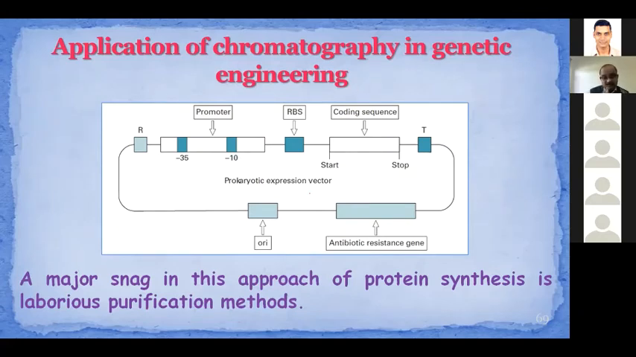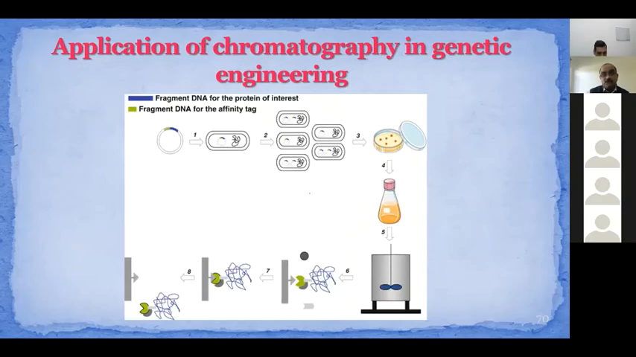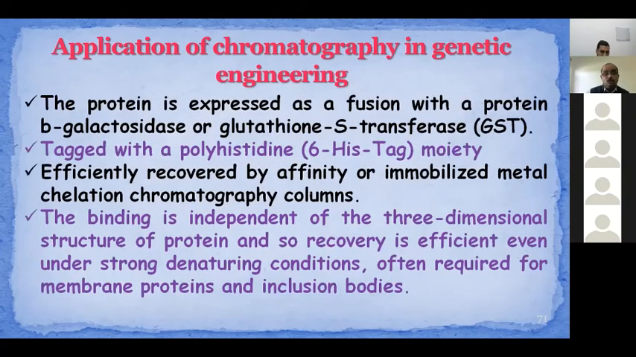The major snag in this approach, means genetic expression of protein by genetic engineering, is the purification method, which is very laborious. And to overcome this problem, two important methods are used for separating the protein molecules from the host cells. Number one is the protein.